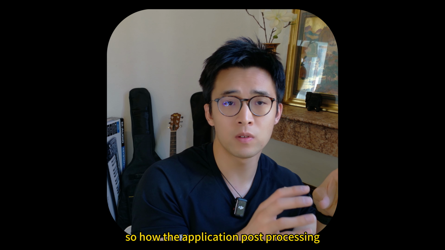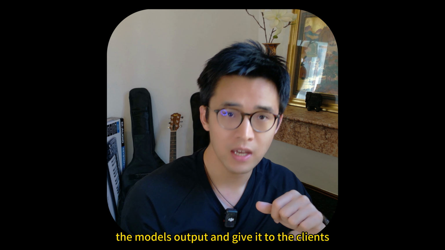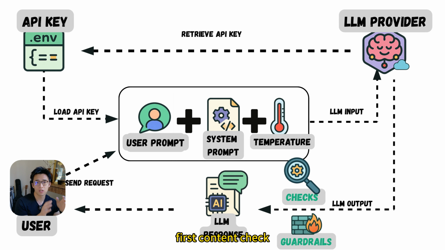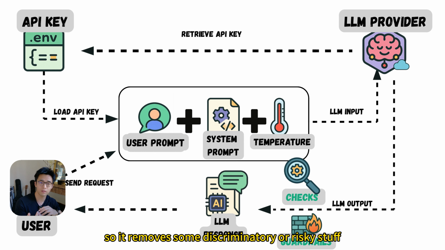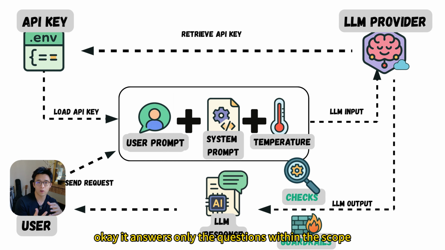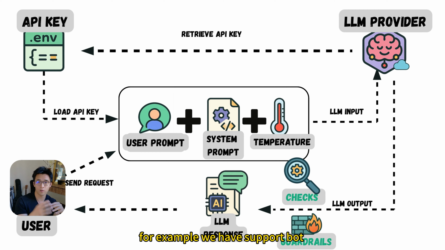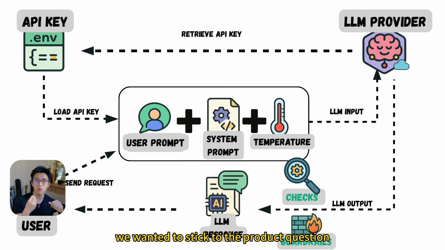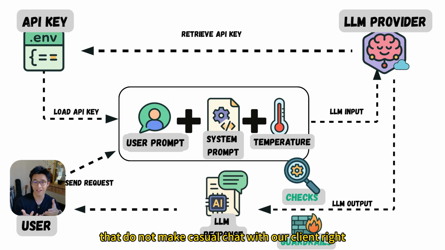So how does the application post-process the model's output and give it to the client? There are some common steps. First, content check. It removes discriminatory or risky stuff. And guardrails: it answers only the questions within scope. For example, with support bots, we want it to stick to the product questions and not make casual chat with our client, right?